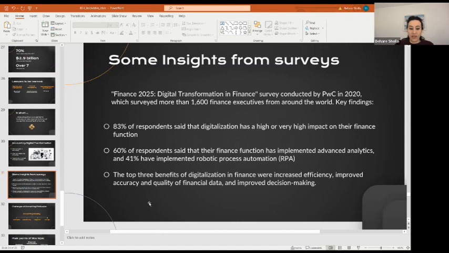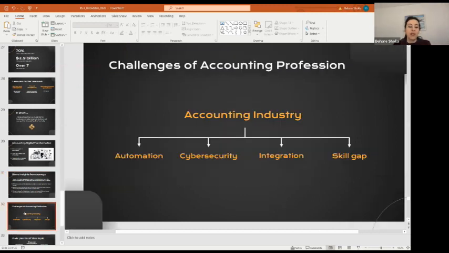to transforming their accounting and finances. This means that the digitalization in finance is increasing efficiency, improving accuracy and the quality of the data. These are all very important to improve the decision making. However, this process also includes some challenges, which are automation, cybersecurity, integration, and skill gap.